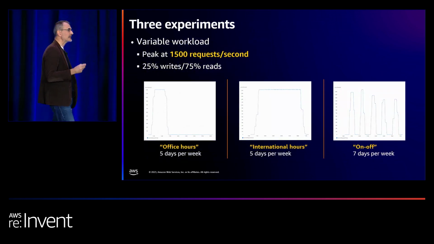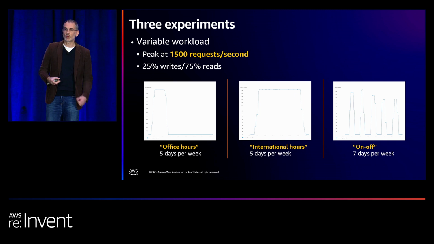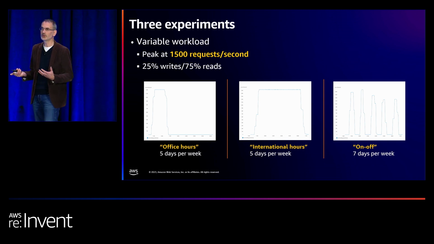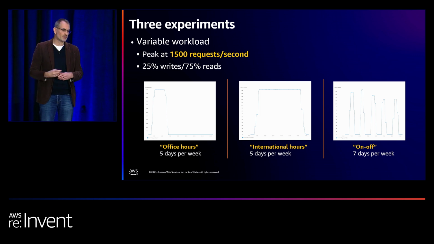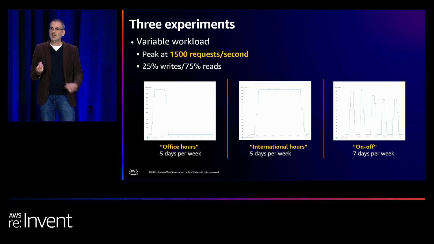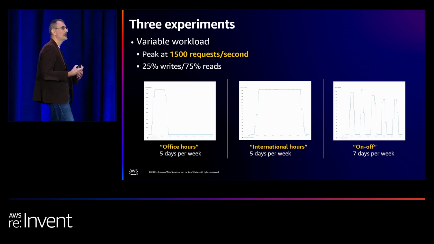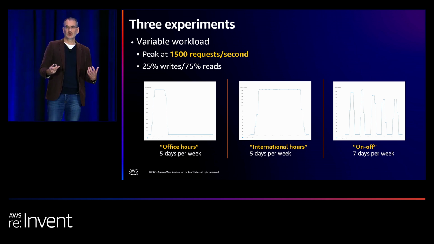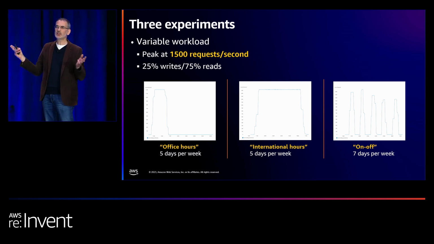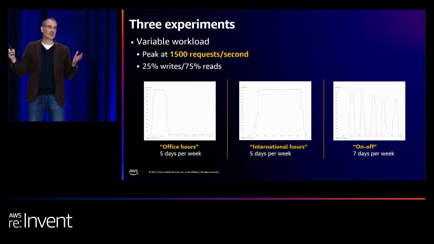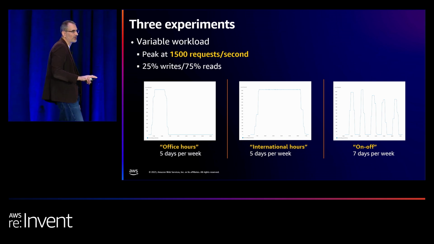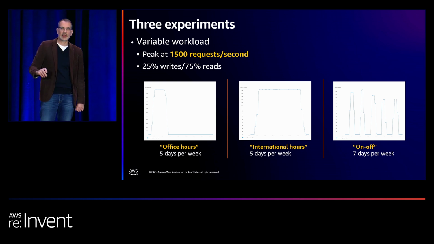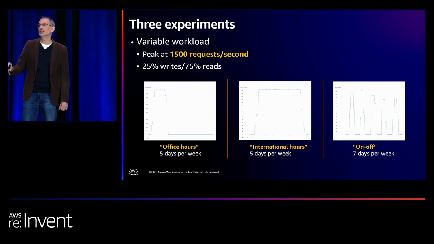So I actually ran some experiments in preparation for today. I've got 3 different variable workloads, and they all peak at around 1,500 requests a second, and they're a mixture of reads and writes. The first one I'm going to characterize as an office hours workload. So it peaks and it runs at its peak for 6, 7, 8 hours a day, and then it drops off, and it's a relatively low throughput workload for the remainder of the day, perhaps for another 16 to 18 hours, something like that. And it's idle at the weekends.